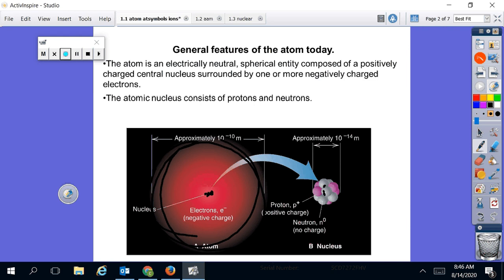Okay, and I want you to look at the symbols we're going to be using for proton, neutron, and electron. For proton, we're using a little p with a plus. For neutron, we use a little n with a 0 for no charge. And for electron, we use a little e with a negative sign. Just get used to those symbols because we're going to be using them quite a bit.